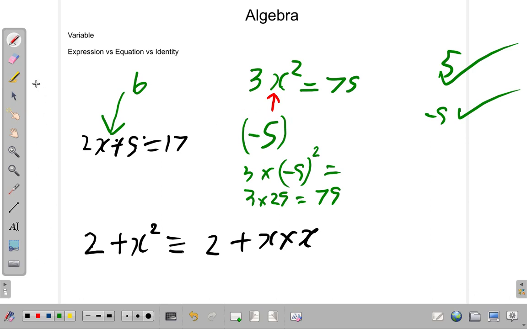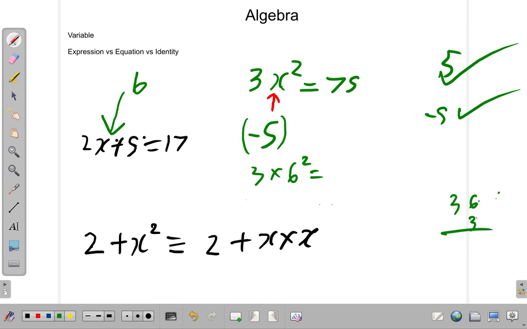Let's try another number. Let's try 6. Will 6 work? Let's see. 3 multiplied by 6 squared is equal to, is it 75? 6 squared is 36. What is 36 by 3? 36 multiplied by 3. 3 sixes are 18. Bring down the 8. Carry 1. 3 threes are 9 and 1 is 10. No, it's not 75. So these two numbers work. I know that other numbers will not work. So that's with the equation.